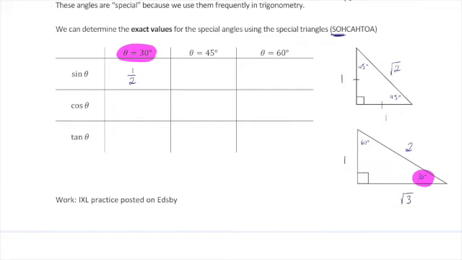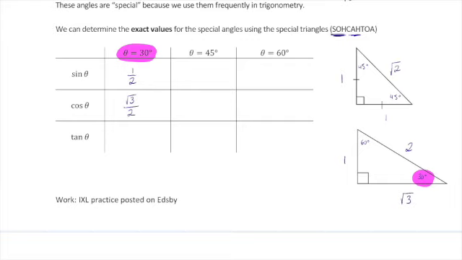Okay, if I keep going, now let's look at the cos value of this angle. So cos is adjacent over hypotenuse, so I have that the adjacent is root 3, and I'm looking at the adjacent to 30 degrees, and the hypotenuse is still 2.